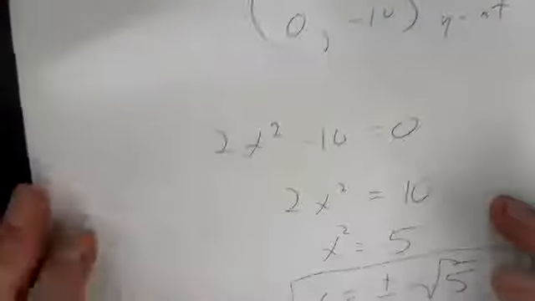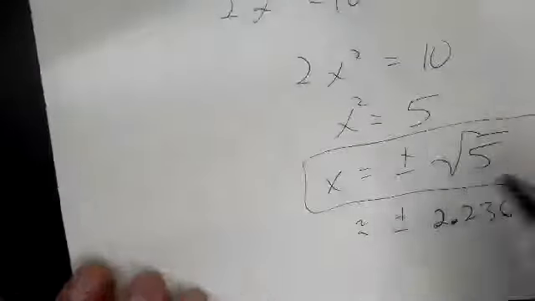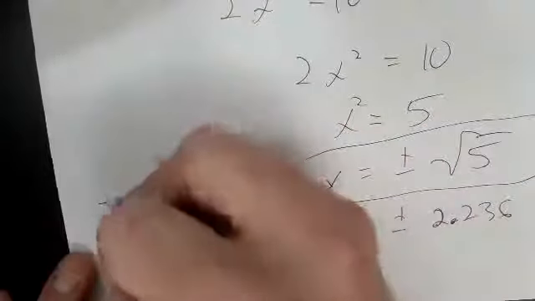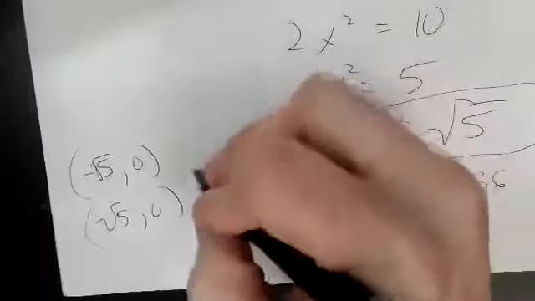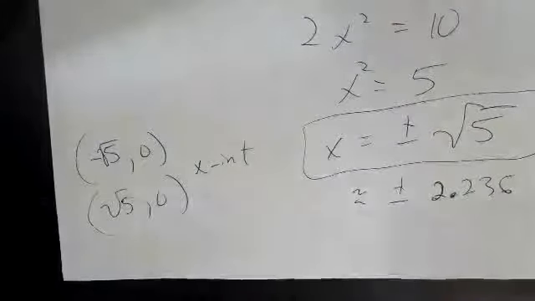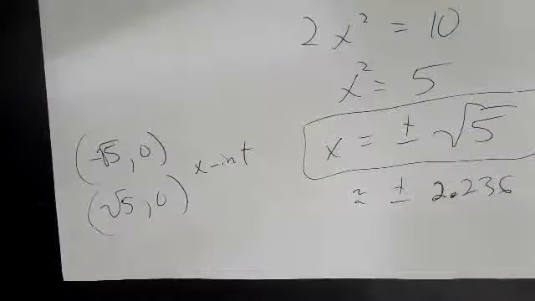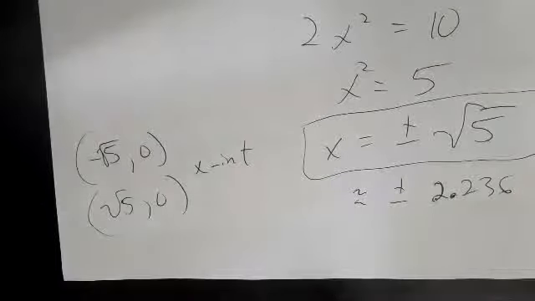Wait. This is my y-intercept. This is part of my x-intercept. I should really give them the full point. So I have 2 x-intercepts. One's occurring at a negative root 5, and one's occurring at a positive root 5. If I want the point, it's that comma 0.